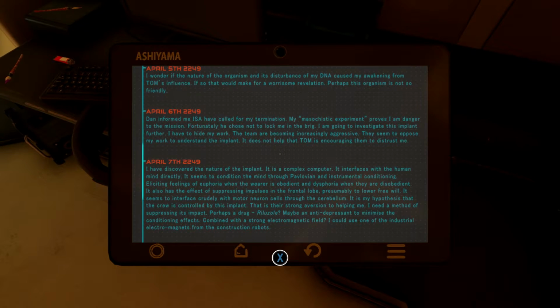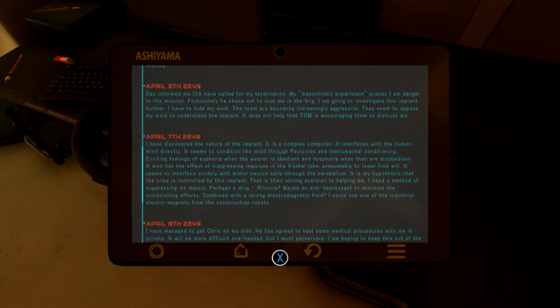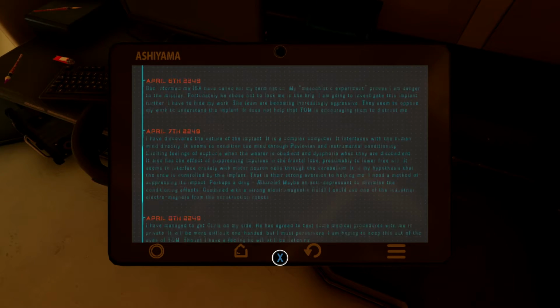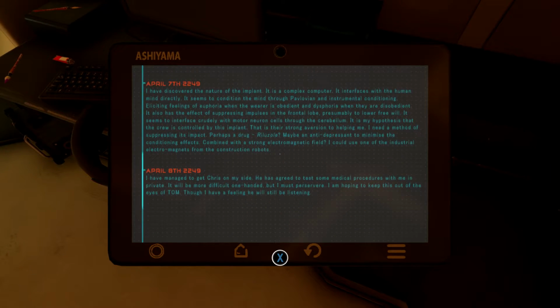I'm going to investigate this implant further. I have to hide my work. The team are becoming increasingly aggressive. They seem to be opposed to my work to understand the implant. It doesn't help that Tom is encouraging them to distrust me. And if it's a neurological link, maybe Tom's whispering sweet nothings?